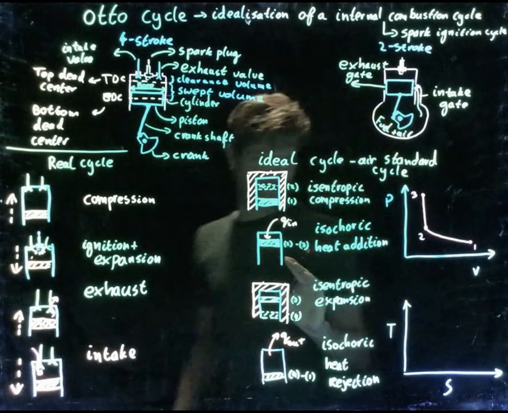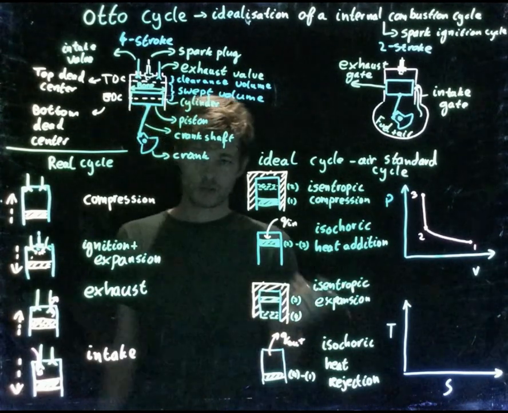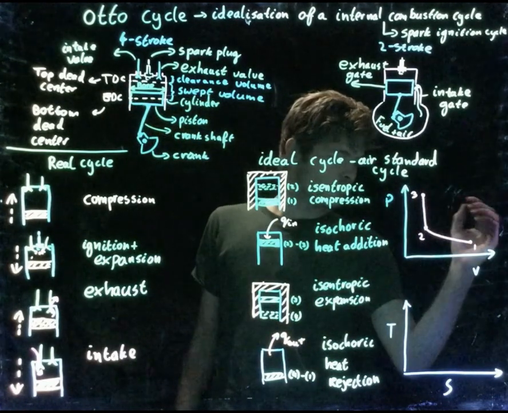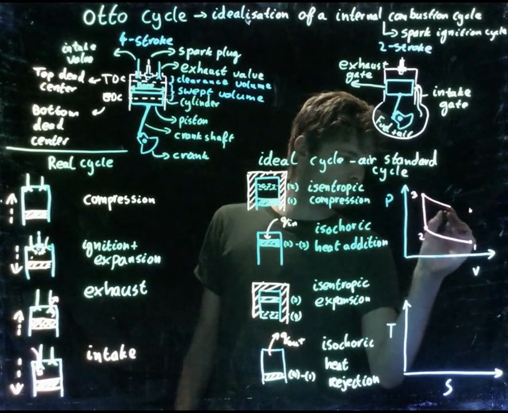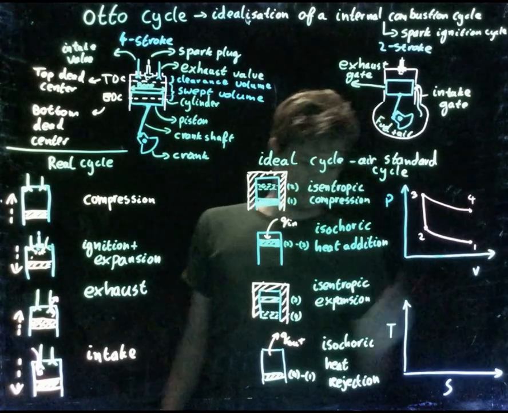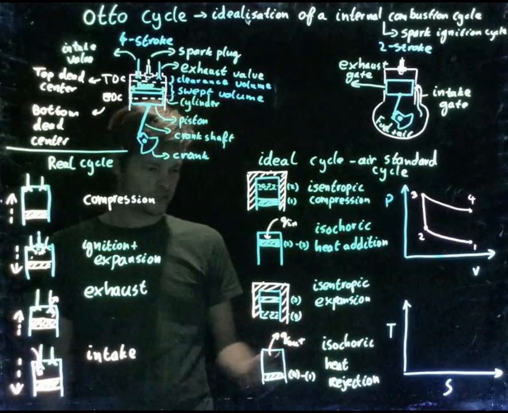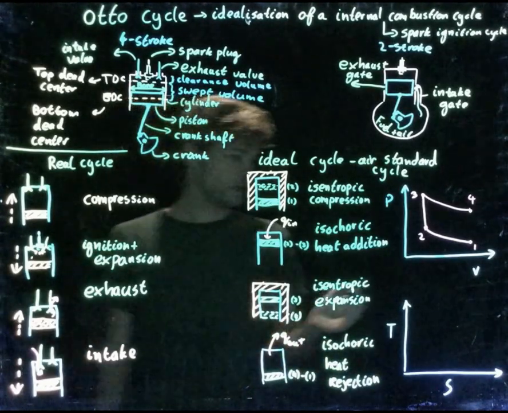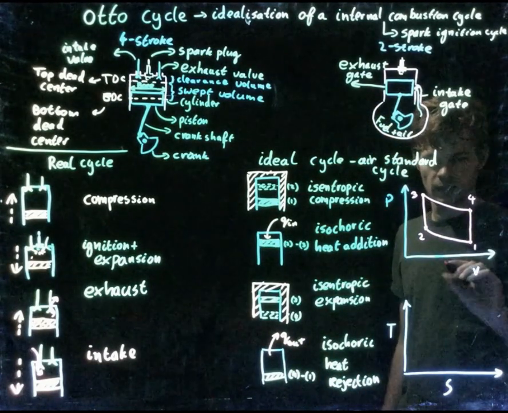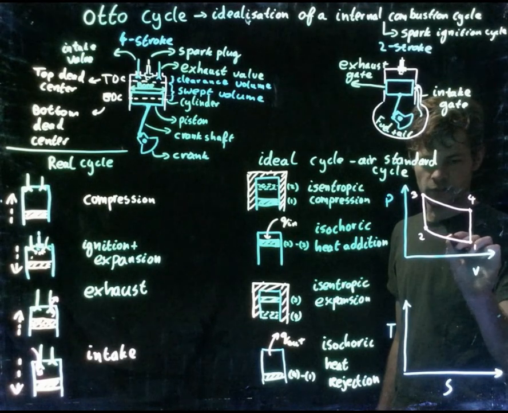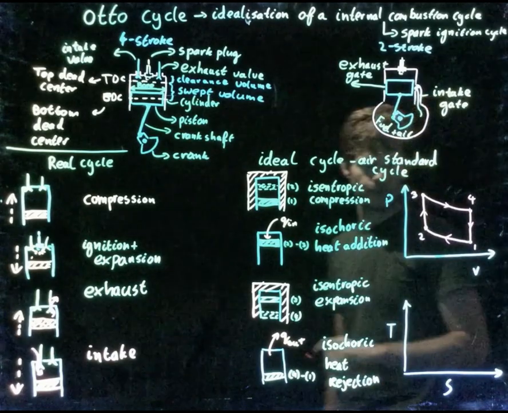So from point 3 to point 4, we're going to expand again. So we're going over here. It will look like this. 3 till 4. And from 4 till point 1, we're going to do the heat rejection. It will be isochoric, so the volume will remain constant. So it will look like this. And this process can only happen in one way. So it will happen like this.